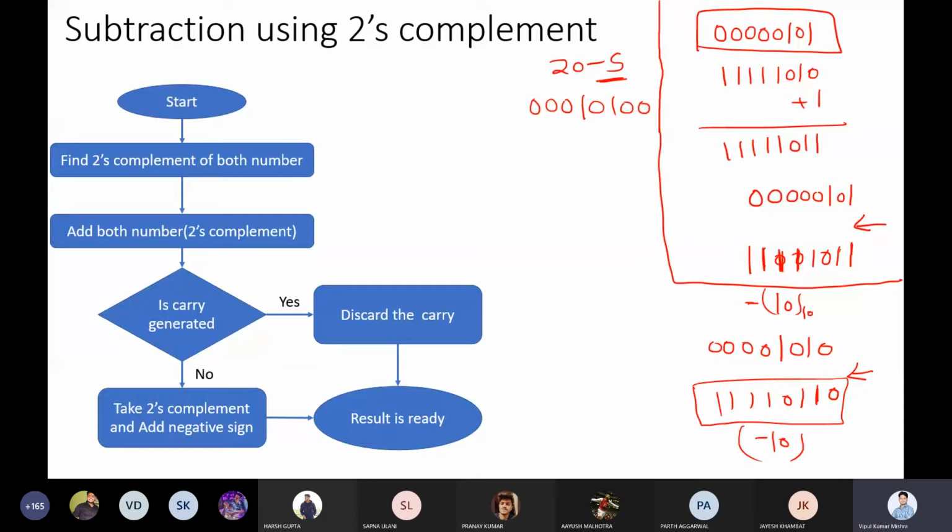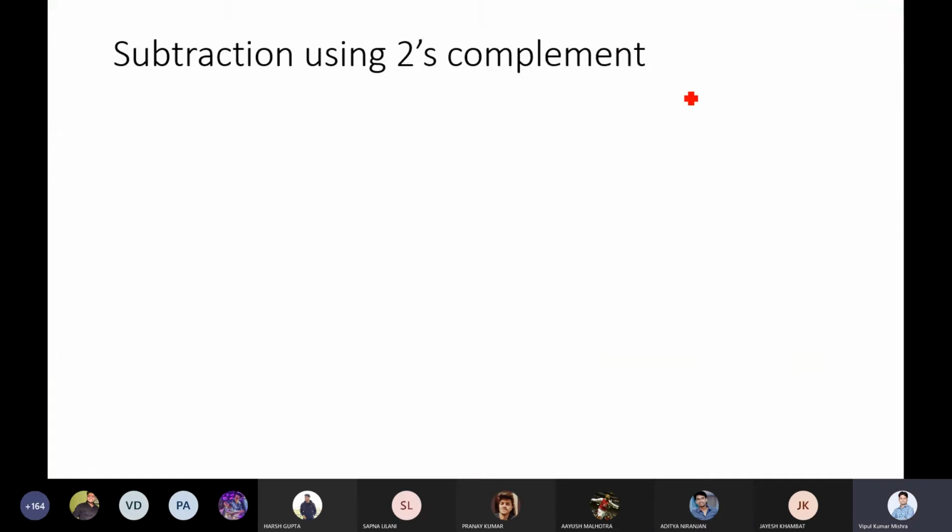Sir, can you explain the last example once again? Minus 10? The last example of 2's complement directly. Yeah, that is minus 10, right? Yes, sir. Okay, so let me take a fresh slide here.